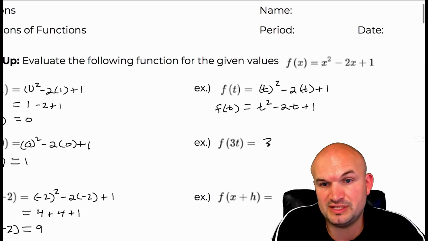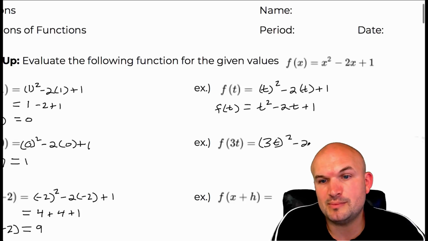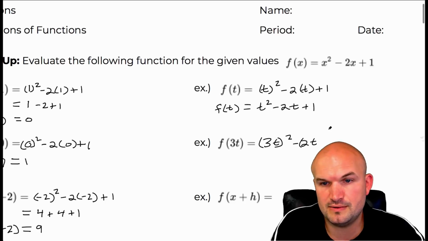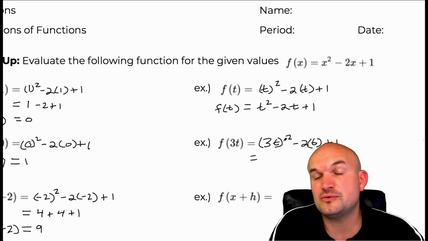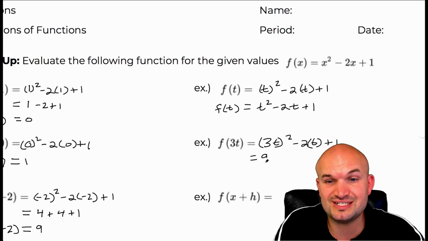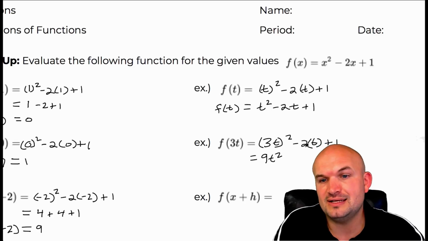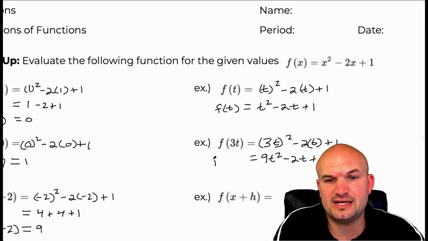So again, we're just going to do the exact same work here: 3t squared, minus 2 times t, put those in parentheses. Oops, I'm sorry. That's going to be minus 2 times t. The t is in parentheses, plus 1. Now 3t squared is 3t times 3t, which is 9t squared. Negative 2 times t is a negative 2t, plus 1. So that's what f of 3t equals.